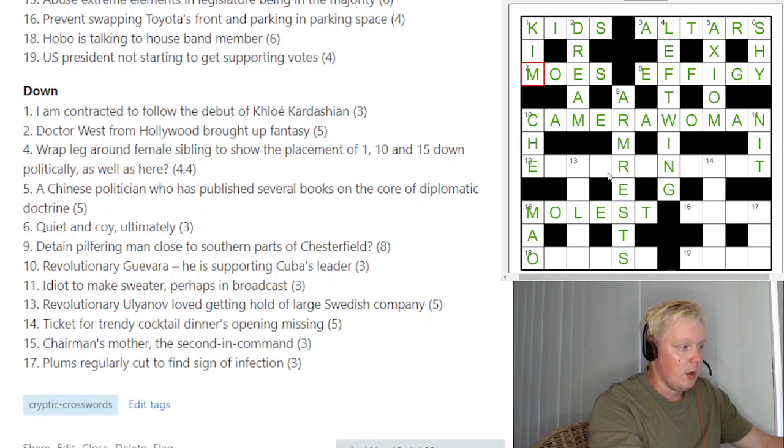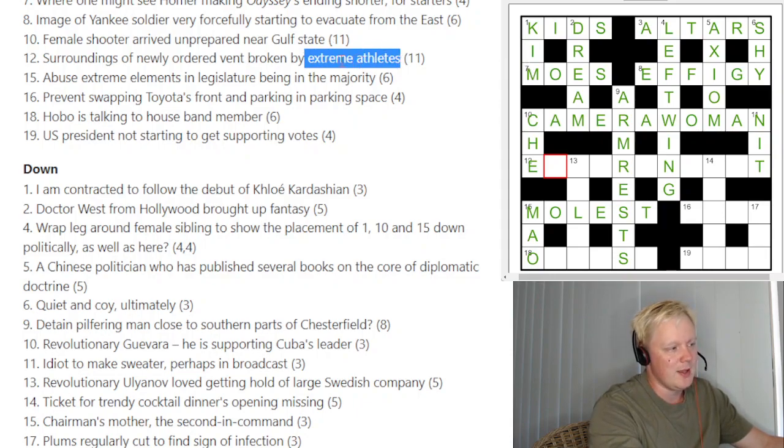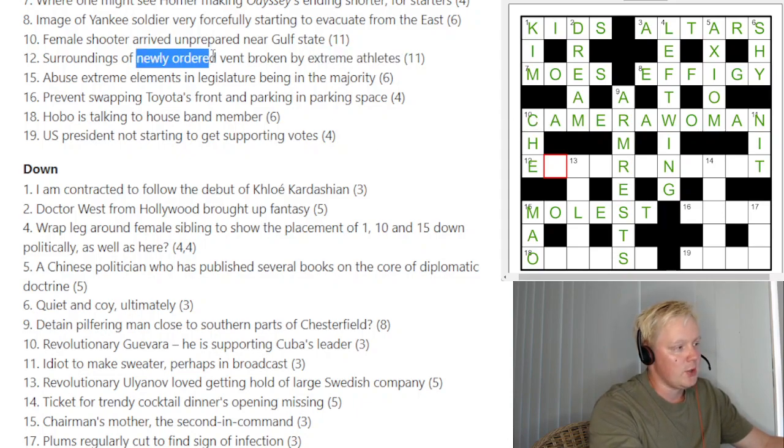So now that we solved that, can we solve this long 12 across? Surroundings of newly ordered vent broken by extreme athletes. We have extreme again, but extreme athletes doesn't quite work for AS because it would be extremes of, or athletes' extremes with the apostrophe s, so it doesn't quite work grammatically. We do have another potential indicator here, being newly ordered or just ordered.